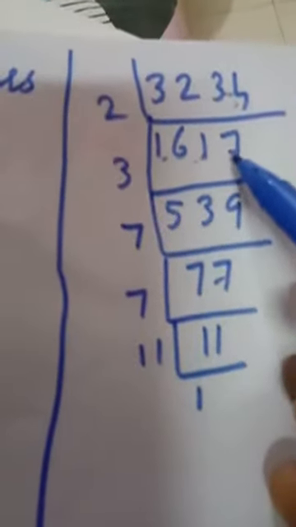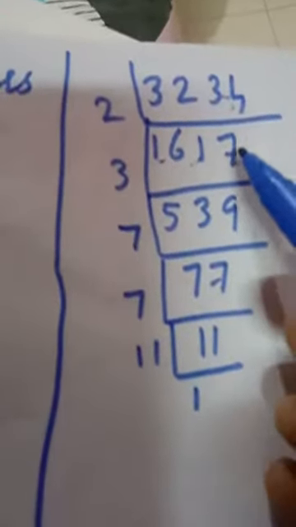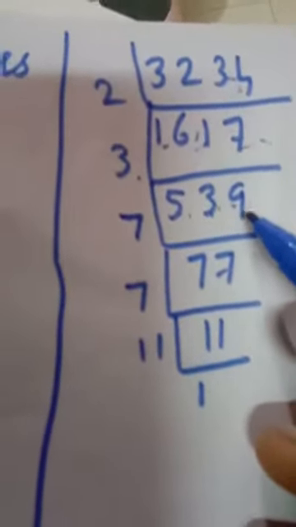Again, this is not going on 2 because there is no even number here. Then check with 3, because 6 plus 1 is 7, 7 plus 1 is 8, 8 plus 7 is 15. 15 is a multiple of 3, so it is divisible by 3. 5 3s are 15 plus 1 is 16, here 11, 3 3s are 9 plus 2 is 11, 9 3s are 27. Now this one is not divisible by 3 because the sum is not a multiple of 3. 5 plus 3 is 8, 8 plus 9 is 17. 17 is not a multiple of 3, so it is not divisible by 3.